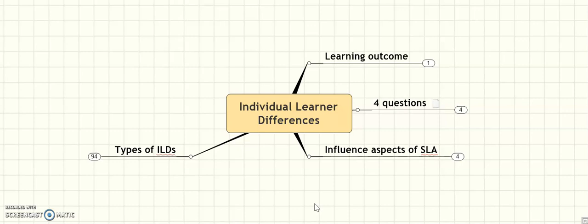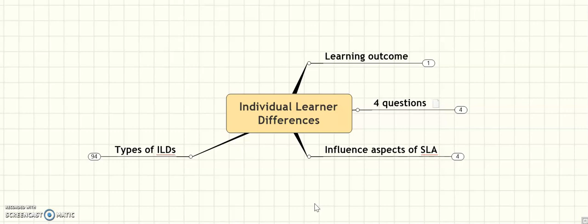Alright, so today we are going to talk about individual learner differences in second language acquisition. Why is it important for us to have adequate knowledge about individual learner differences? One of the main reasons is that we are all different. We have different personalities, different characteristics, different motivation, language attitude, language ability, and so on.